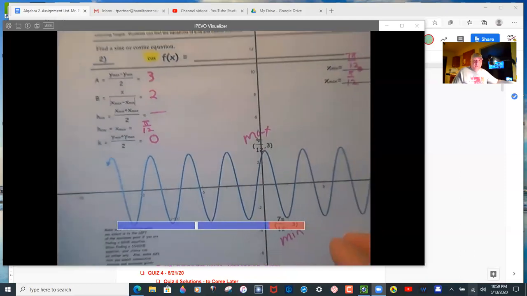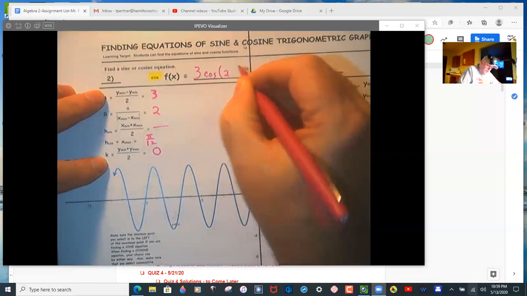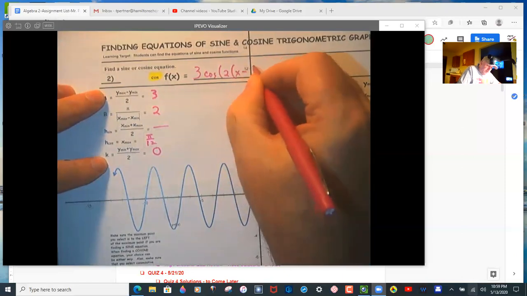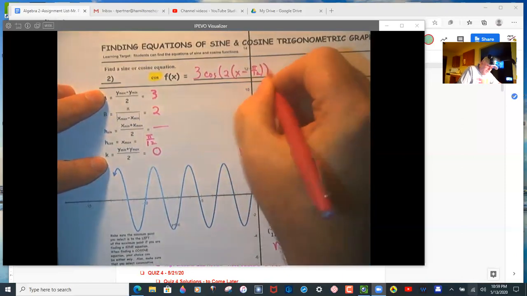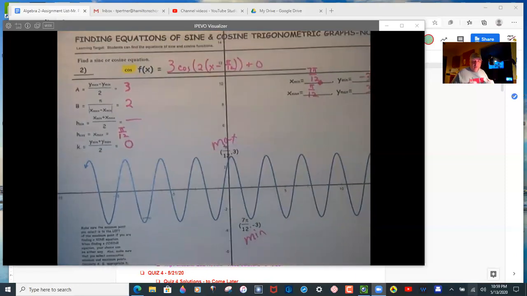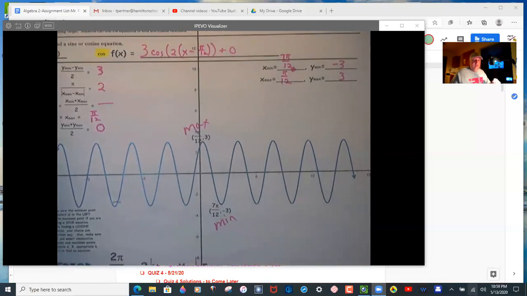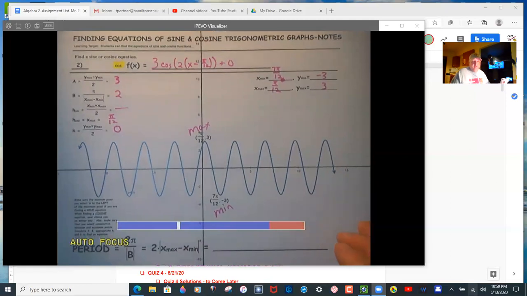All right, we have it. 3 cosine of 2 times x minus pi over 12, plus 0. Again, getting used to where all the parentheses go and having to do this. Just be very careful with your b calculations, and sometimes your h calculations with sine. It's a fraction tool.